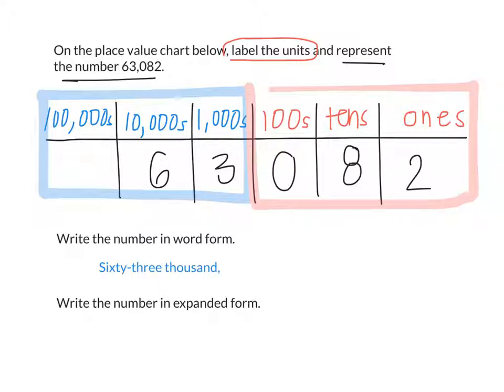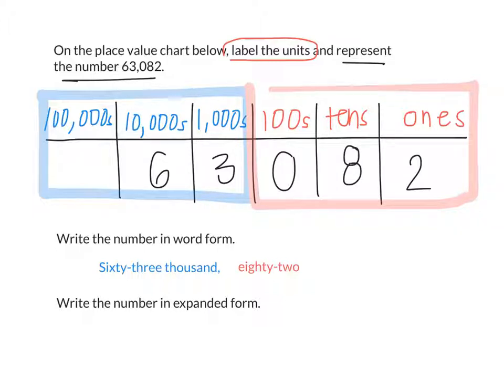What number do you see in the next period? Everyone? 82. Now, when it's the ones period, we don't typically say ones. But you could say 82 ones, and that would be also correct. Okay? So you can see in word form, we just think about one period at a time. So in this case, that number in word form is 63,082.